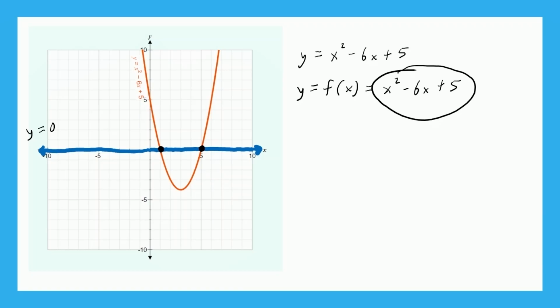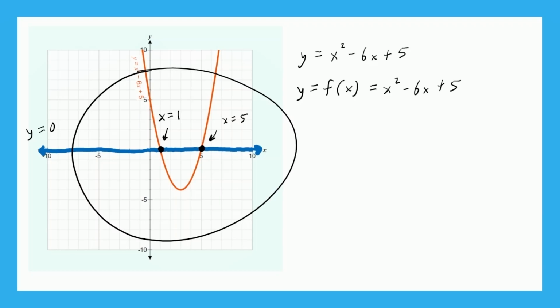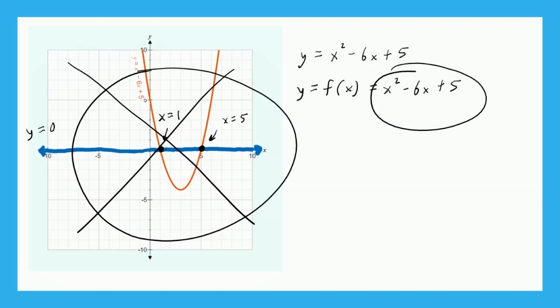So now exactly what are these points? Well, it looks like this first point is 1 unit to the right of the origin, right? So that is x equals 1. And this next point is 5 units to the right of the origin, so that will be x equals 5. So it's pretty obvious that when we have a graph like this, finding the zeros, or the x-intercepts, is not that complicated. But let's imagine that we did not have this graph. How would we find the zeros of our polynomial?